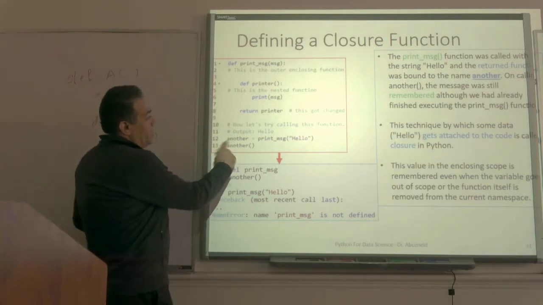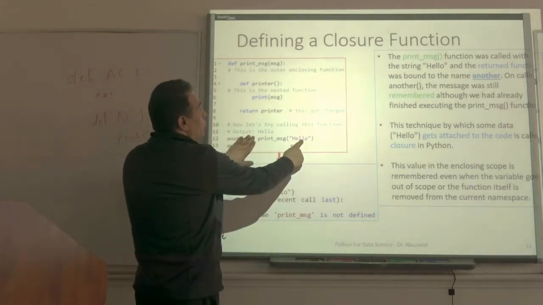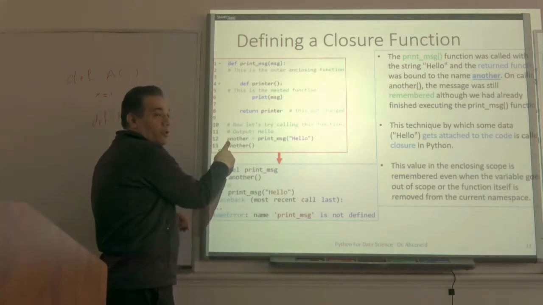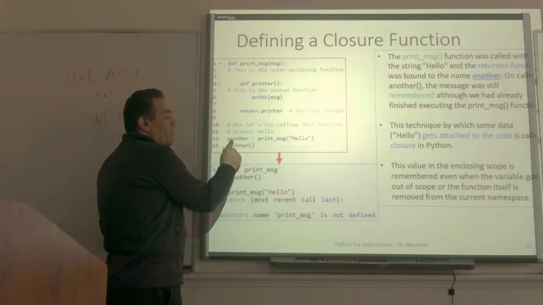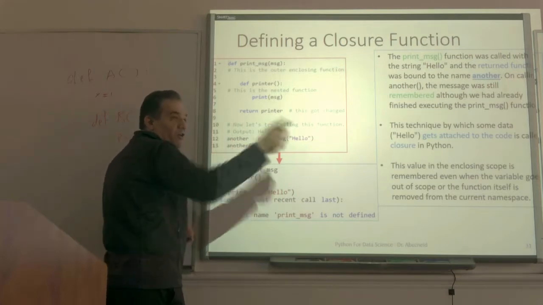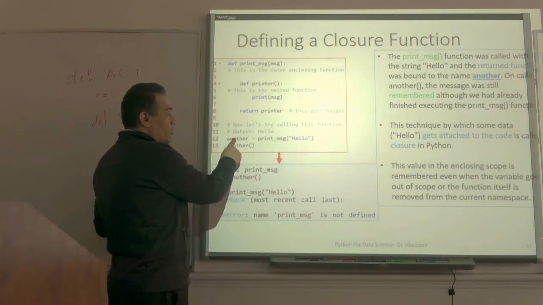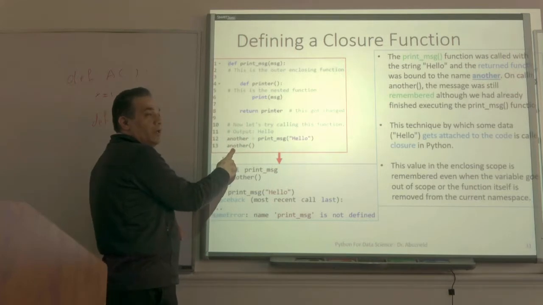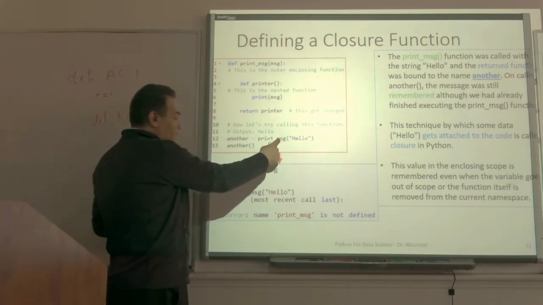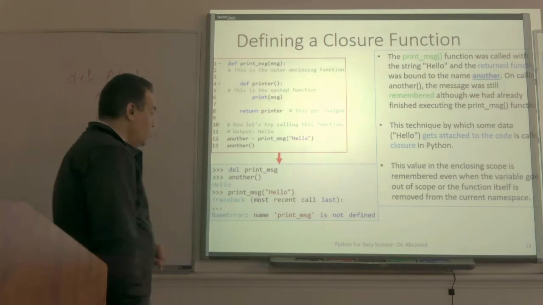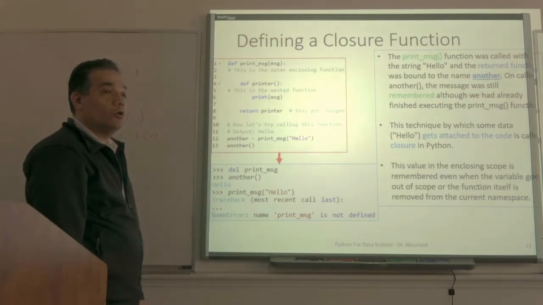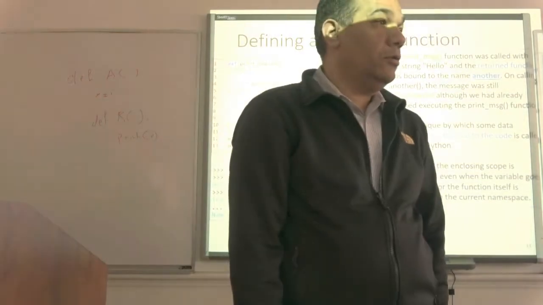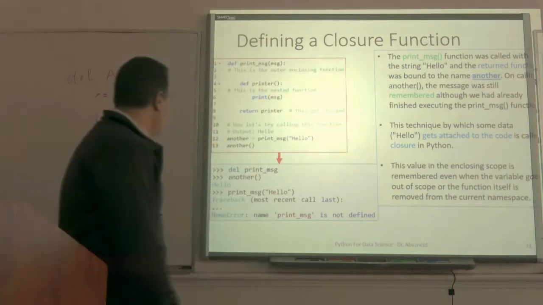When I say print message hello, it will return a function, and I'm going to save it where? In another. So what does another have now? A function. It's a function object. If I execute another, what will it give me? Hello. So this will give me hello, and that is what a closure is. I have created a function from a function.